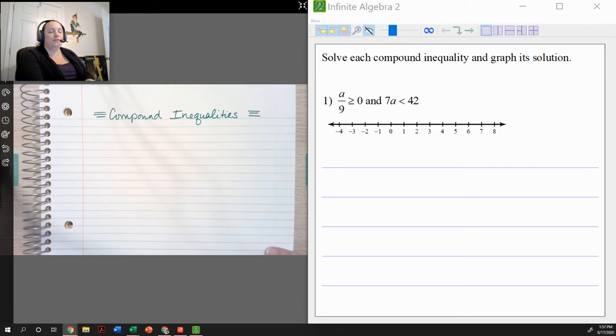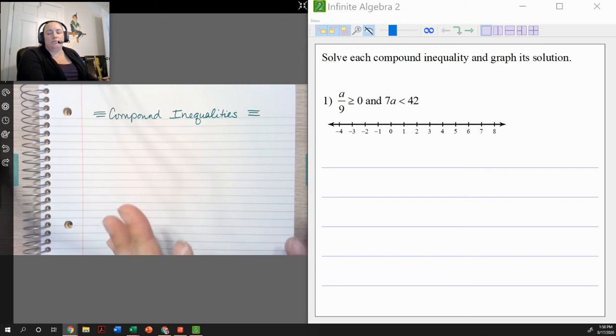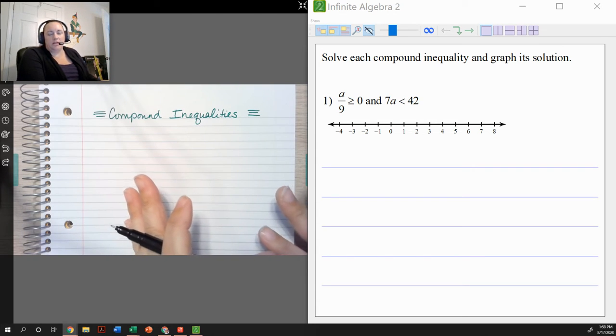So we are moving on to absolute value inequalities, but we need to do just a quick mini lesson on compound inequalities, because if I don't talk about compound inequalities and you have no frame of reference, I'll lose you when I start talking about absolute value inequalities.